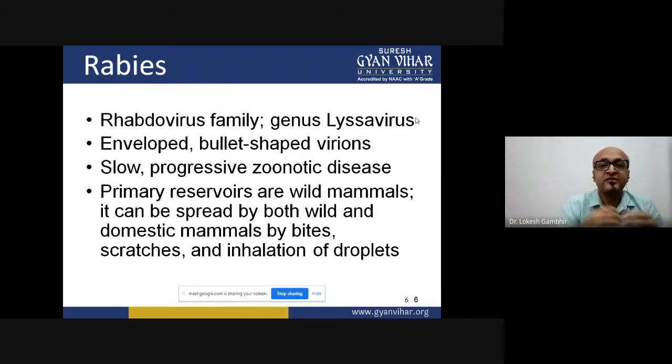If you see the structure of this rabies virus, it's a very simple virus. It's not complicated. It contains a single-stranded RNA genome, which is surrounded by the capsid protein and the envelope. So it's an enveloped virus. It's not naked, and the complete shape gives you a representation of a bullet. That's why we call it a bullet-shaped virus.